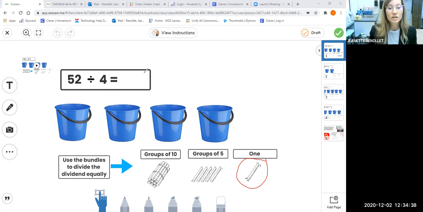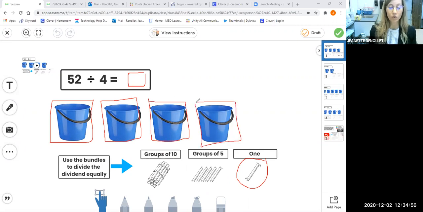Don't forget, you need to fill in the quotient. Some friends forgot that yesterday. And you need to double check that every group has the same amount inside. Division is sharing into equal groups.